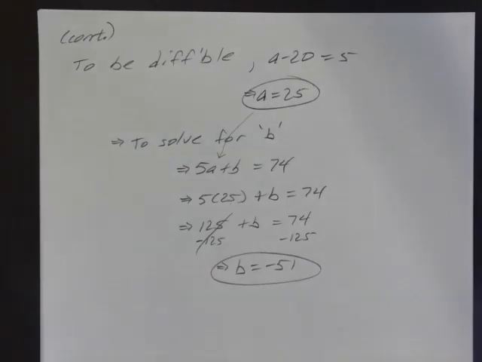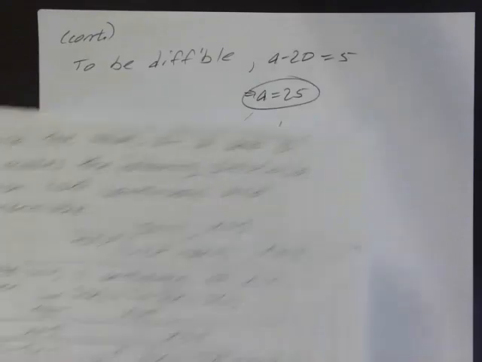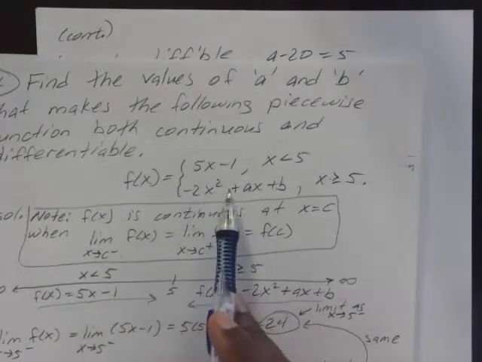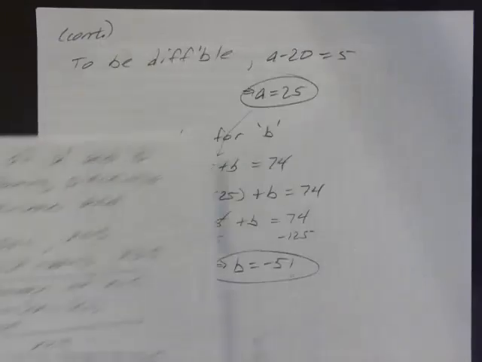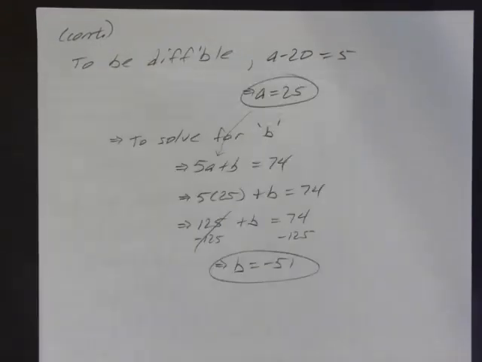So in order to be continuous and differentiable, we'd have to make this negative 2x squared plus 25x minus 51. Then it would be continuous and differentiable at x equals 5. Now, if you want to change it for x equals 4, x equals 3, x equals 2, you'd have to go through the whole process again. But at x equals 5, we know it's continuous and differentiable if we use a and b for those two values. All right, any questions on that one?